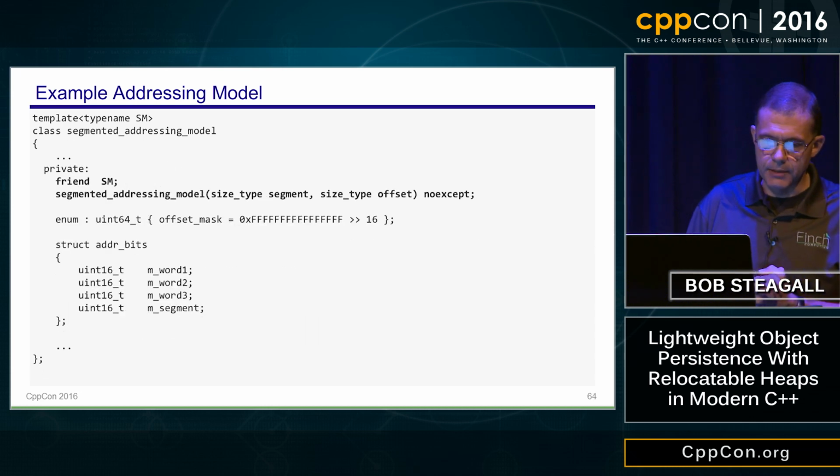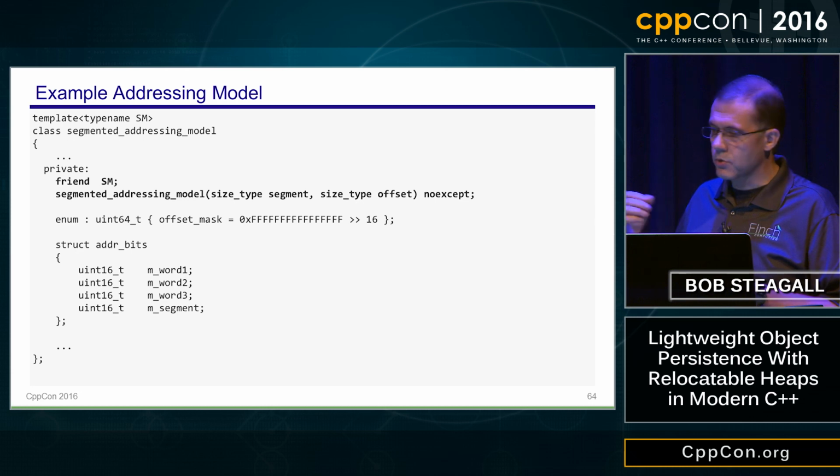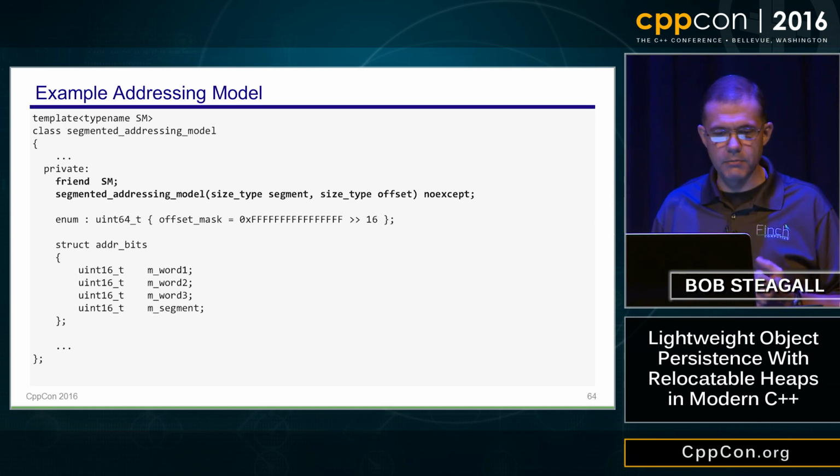At the bottom of the type, in the private section, I've decided to make the storage model a friend, and the reason will become clear. It's because it needs to call the constructor that you see on the next line, which is to construct an instance given a segment ID and an offset into a segment.